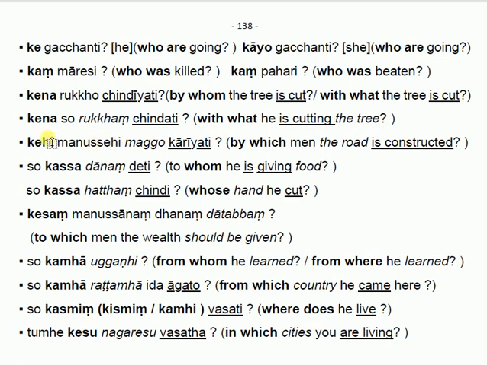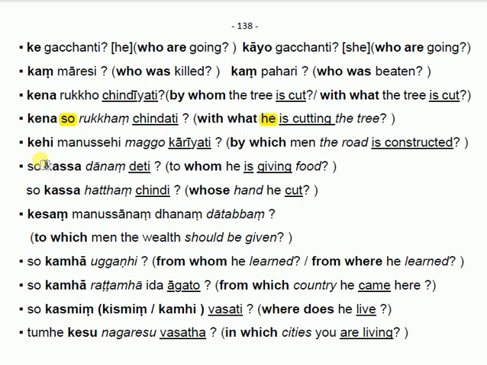Kena so rukkang chindati. Here so means he. So in here kena so rukkang chindati, with what he is cutting the tree. Rukkang means the tree. With what he is cutting the tree. Kena so rukkang chindati.